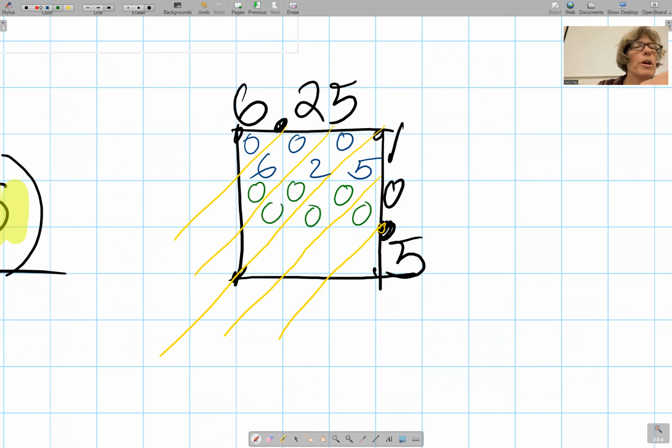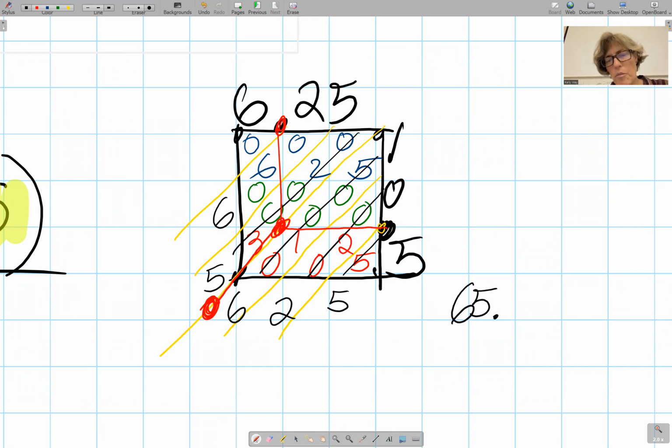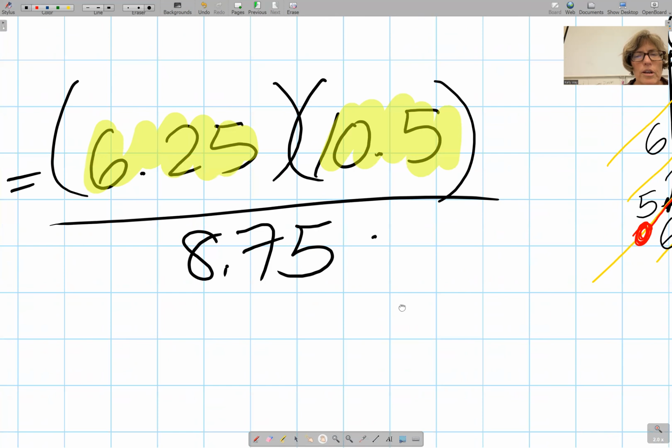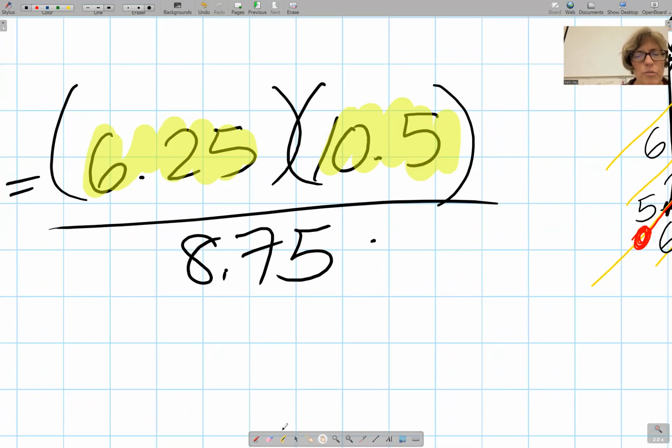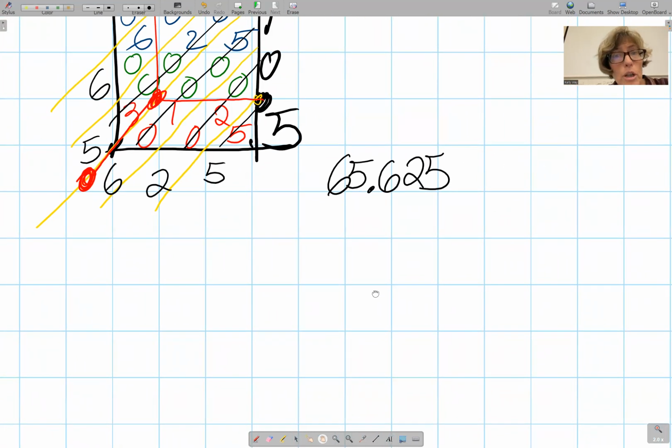Zero times anything is going to be 0 all the way across. Now you go ahead and you follow down. That's going to be 5, 2, 6, 5, 6. And you're going to align those decimals up right here. So I have 65.625. Let's just do a quick estimate check. You can tell that if we were to round up this to an 11 and keep that at 6, 11 times 6 is 66. So I know my 65.625 is pretty close.